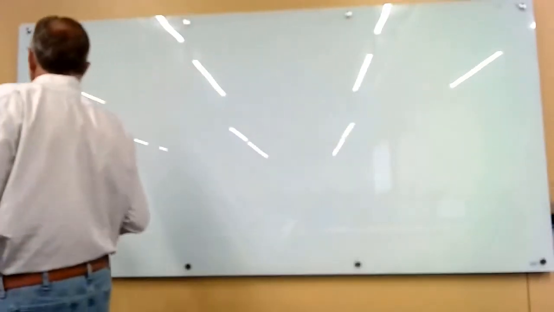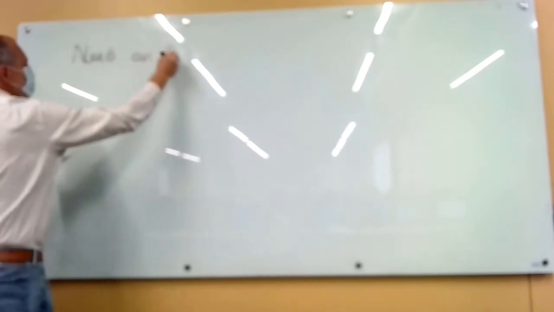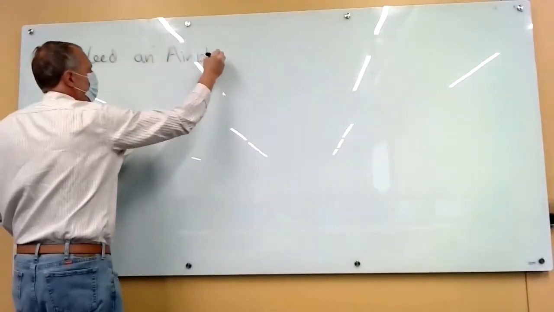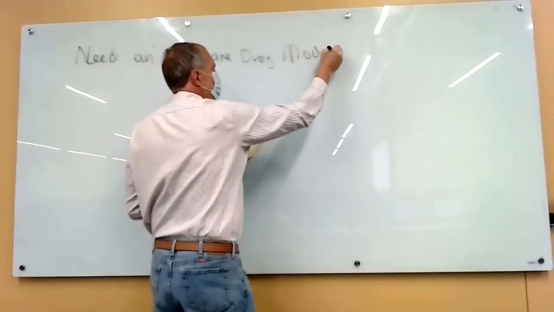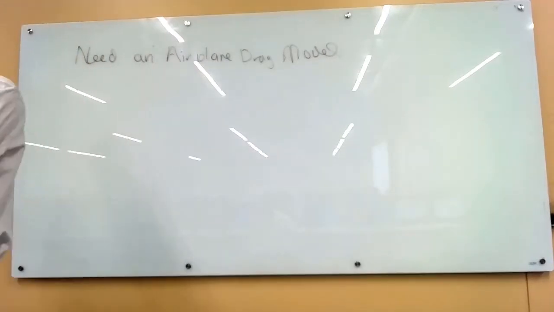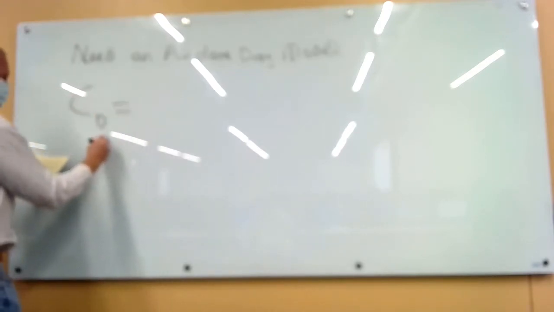So to talk about performance, we need an airplane drag model. So we've talked about how we calculate the drag for a wing. Airfoils, you get the data straight from the charts. If it's flying fast, you have to add wave drag. If it's a finite wing, then you have to add induced drag. So that starts telling us how we can calculate the total drag of the airplane.